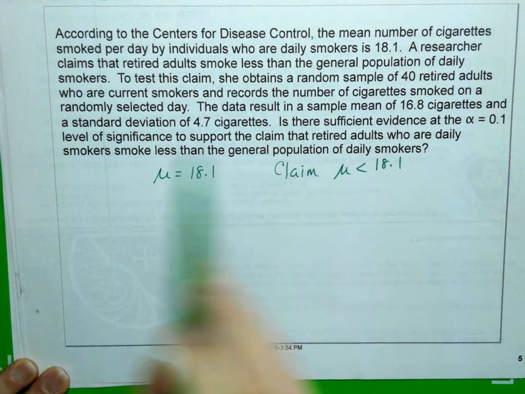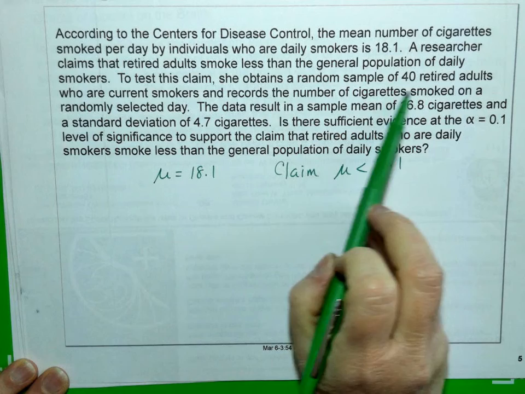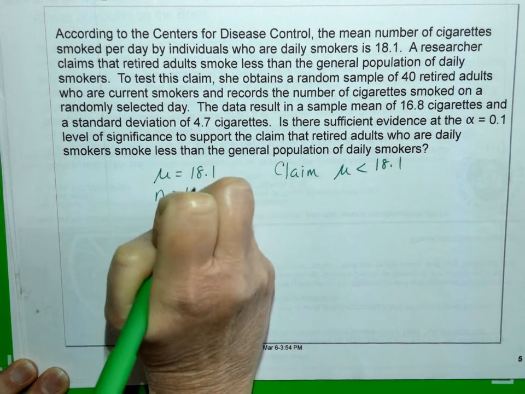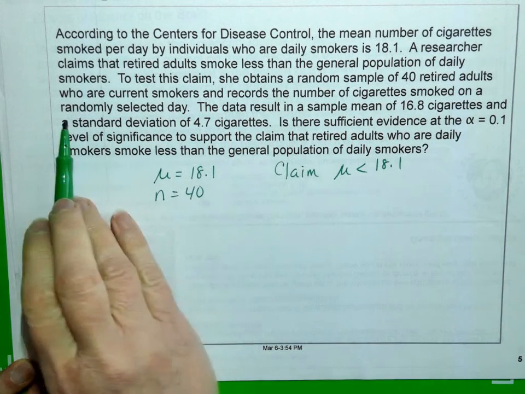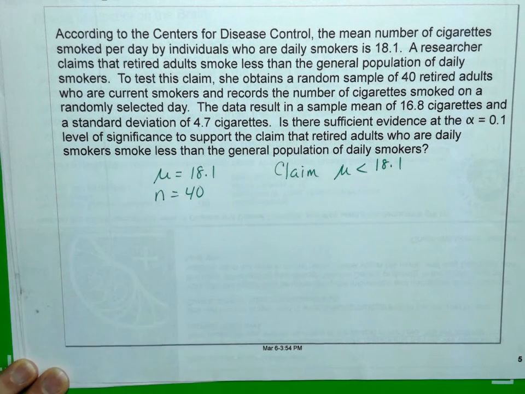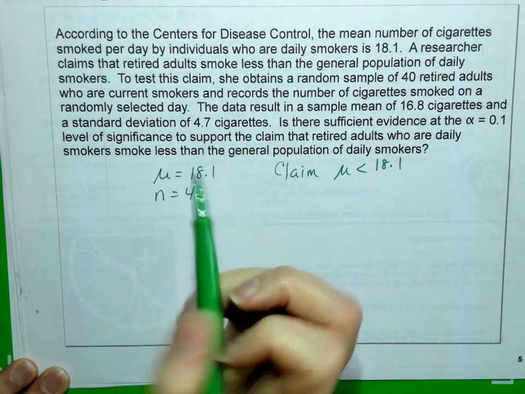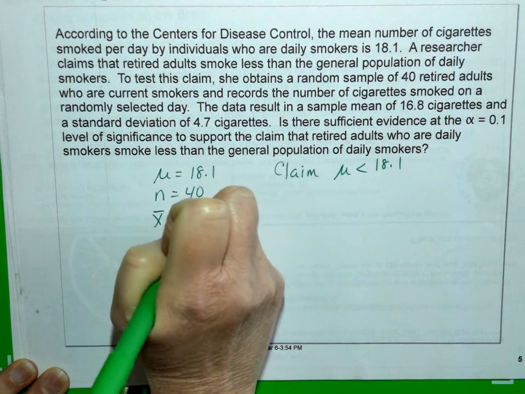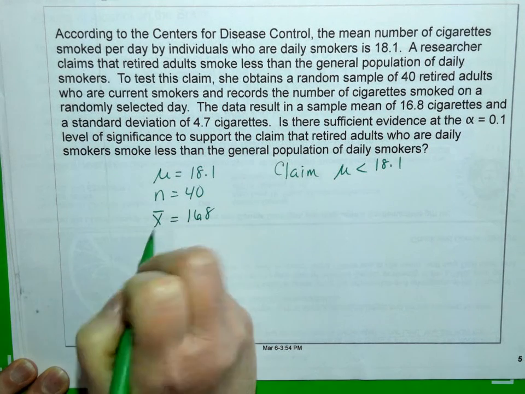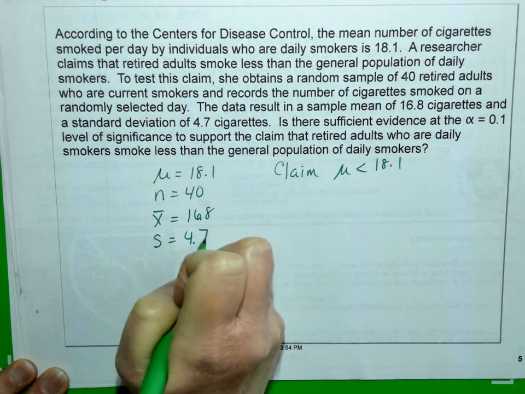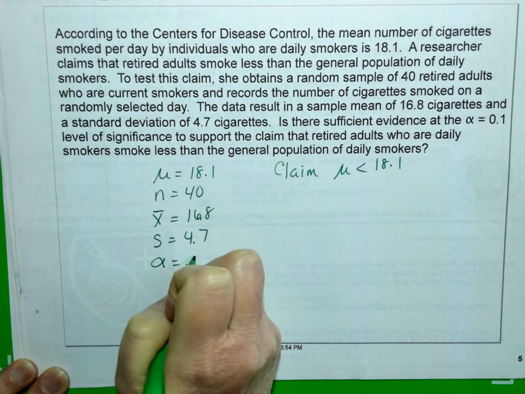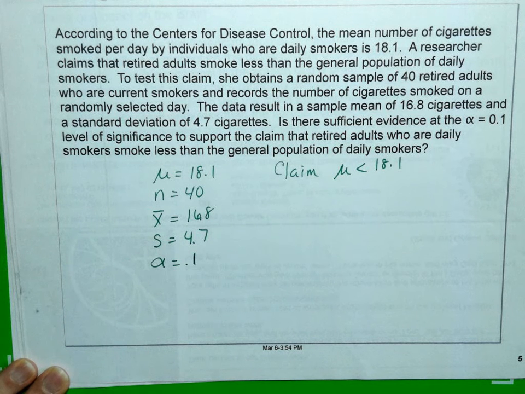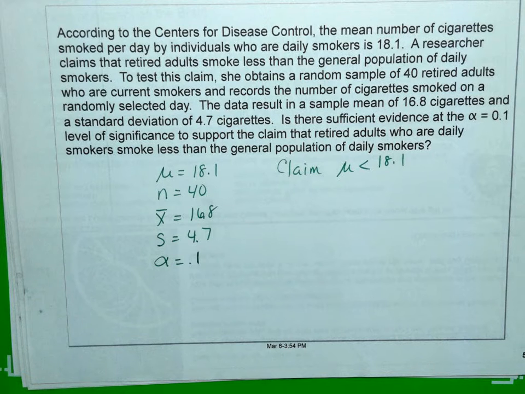Okay. To test this claim, she obtains a random sample of 40, N is 40, retired adults who are current smokers and records the number of cigarettes smoked on a randomly selected day. The data result in a sample mean of X bar 16.8, and a standard deviation S 4.7. Is there sufficient evidence at the alpha is 0.1 level of significance to support the claim that the retired adults who are daily smokers smoke less than the general population of daily smokers?